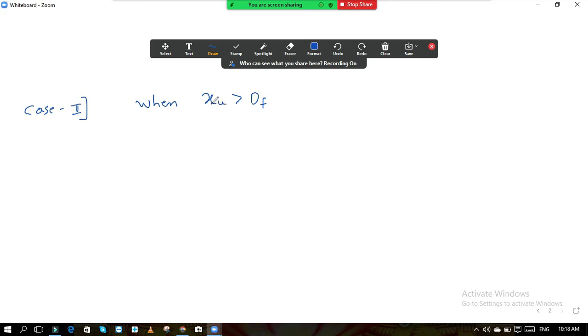The depth of neutral axis is greater than the depth of the flange. Okay, depth of neutral axis is greater than the depth of the flange, and Df is less than or equal to 0.43 Xu. So these are the conditions which are given, and both apply at a time. Here I have not written "or".